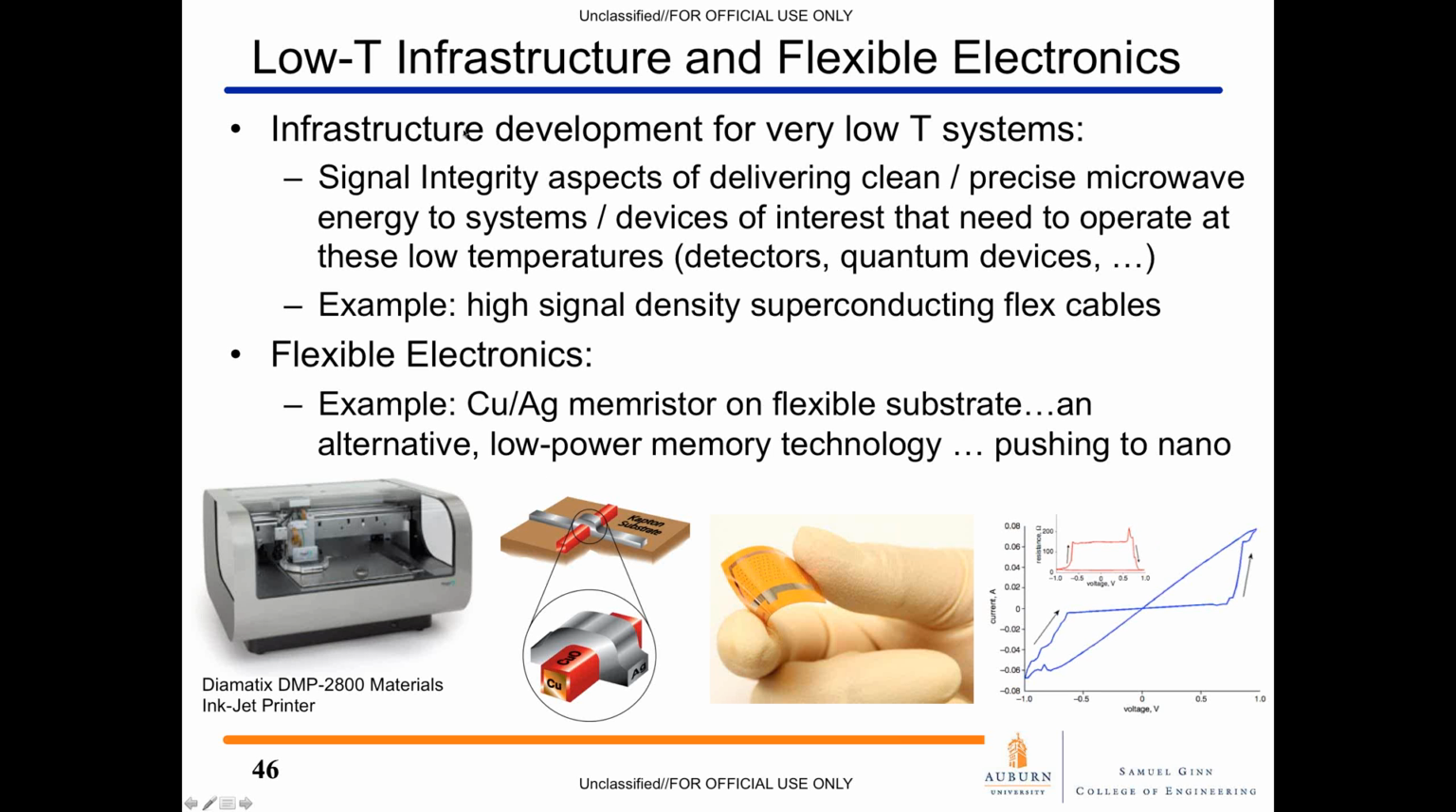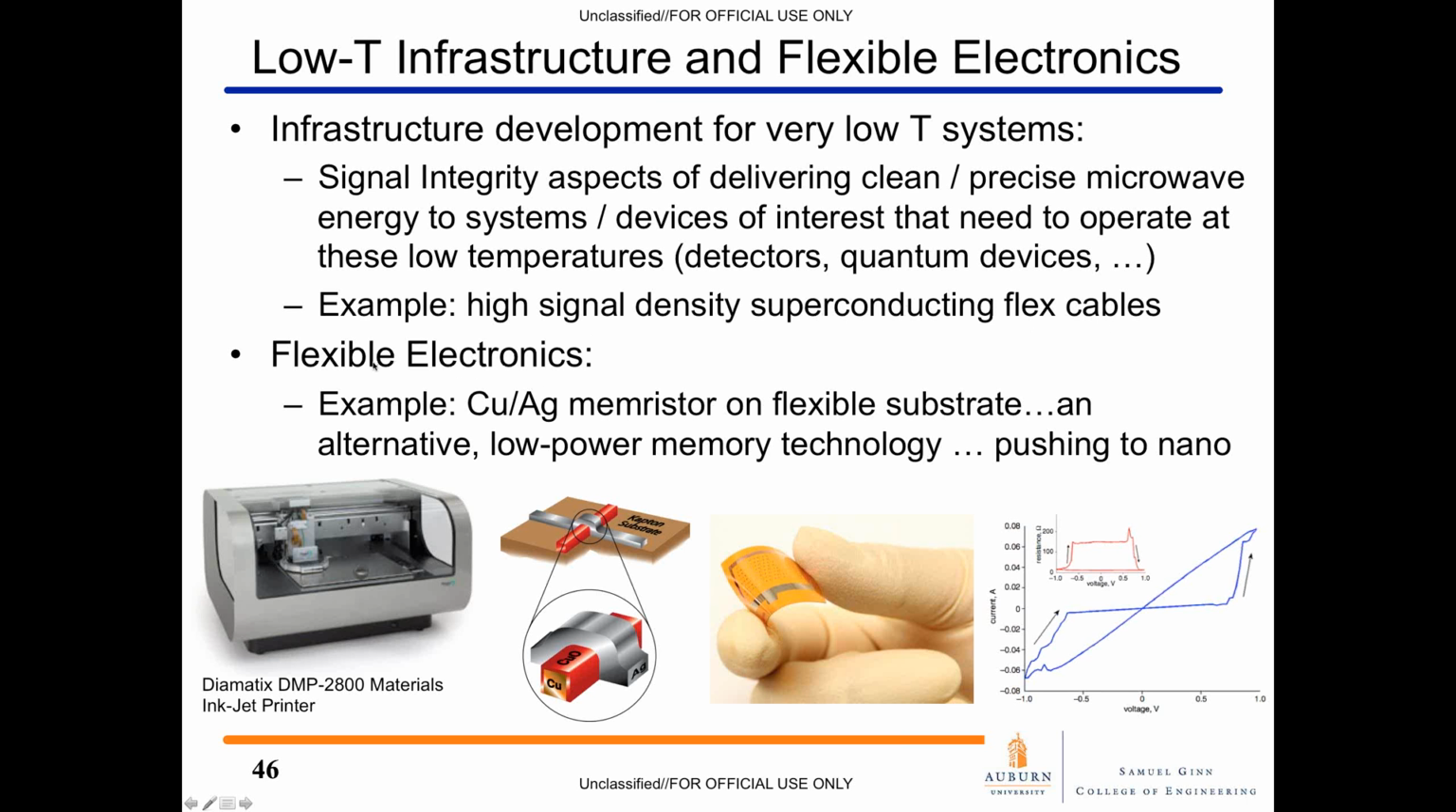Charles mentioned earlier the ALD for the superconductor layers that we're developing. So I've got a little blurb here on the infrastructure development that we're doing for very low temperature systems. By very low temperature, I mean below 4K, so below liquid helium temperatures. We're interested in looking at the signal integrity aspect of delivering very clean and precise microwave energy to the systems that need to operate at these temperatures. These could be very low noise detectors, long wave detectors, etc., quantum devices. An example of what we're doing right now is this high signal density superconducting flex cable.